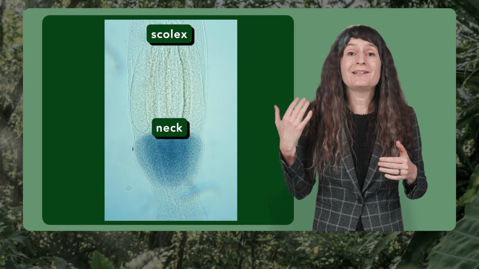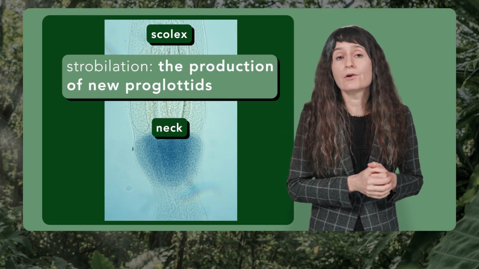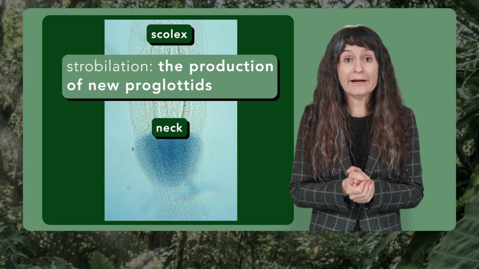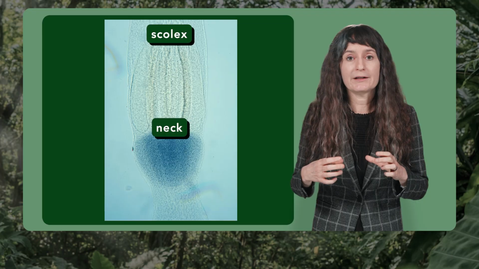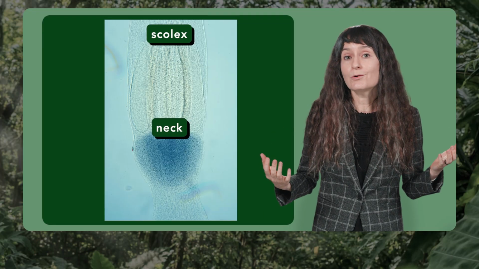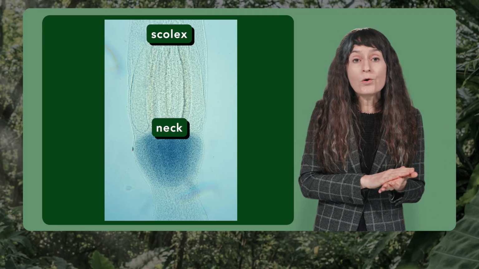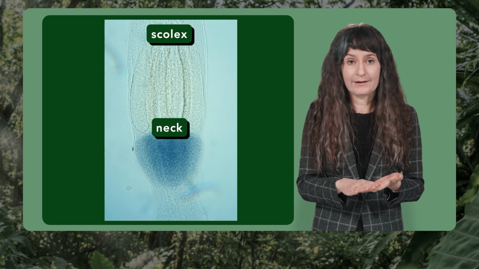This is an area of really rapid growth. The term that we use for this growth is strobilation, which means the production of new proglottids. Proglottids are the segments of the tapeworm's body. These are hermaphroditic organisms, and each proglottid has its own set of male and female genitalia.